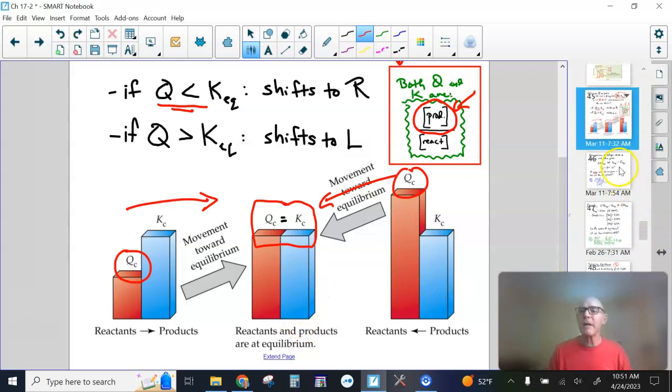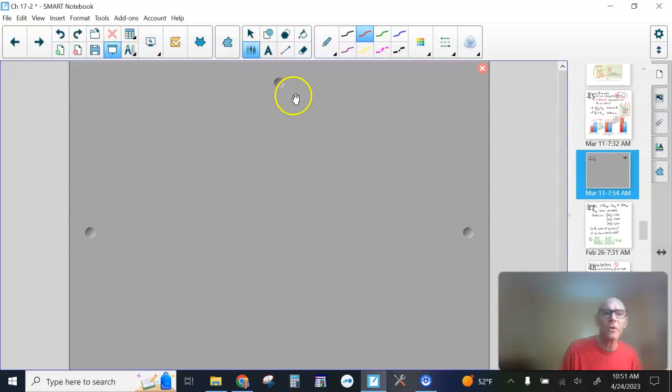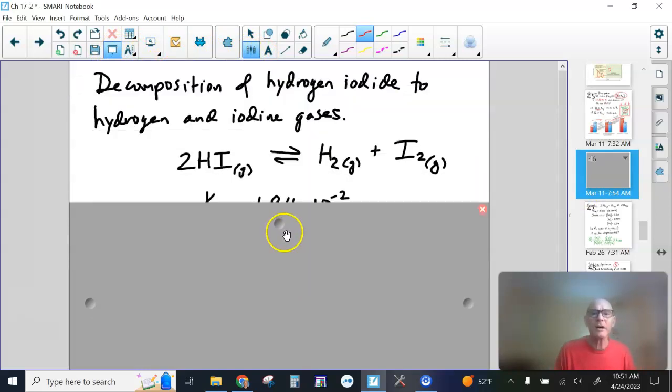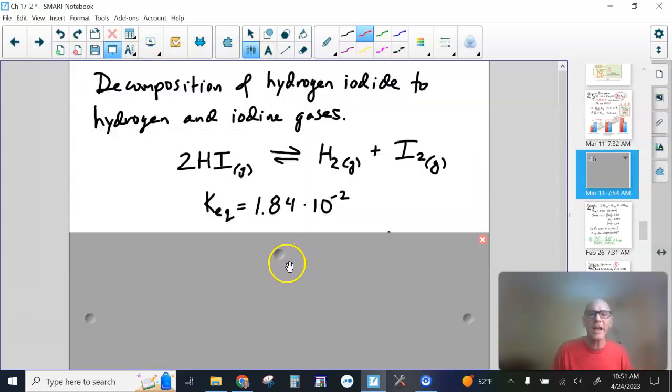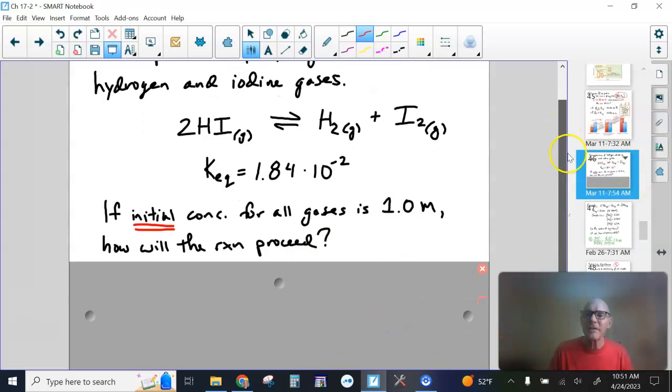So let's do a little bit of math with this. Let's talk about an example. First of all, it's the decomposition of hydrogen iodide to hydrogen and iodine gases. That looks balanced, that's good. There's the equilibrium constant right there, 0.0184. So it doesn't progress to the right and make a lot of products, but it does some, because the number's smaller than 1. Now, this is an easy one.